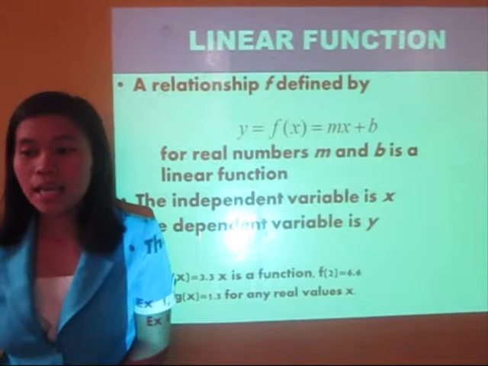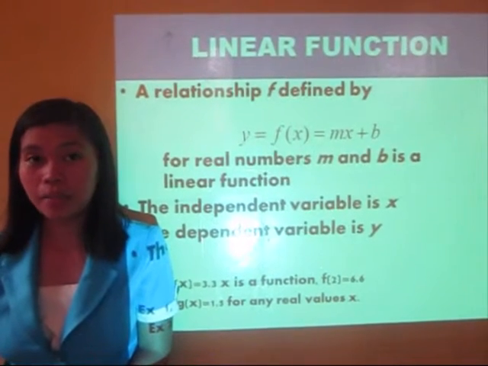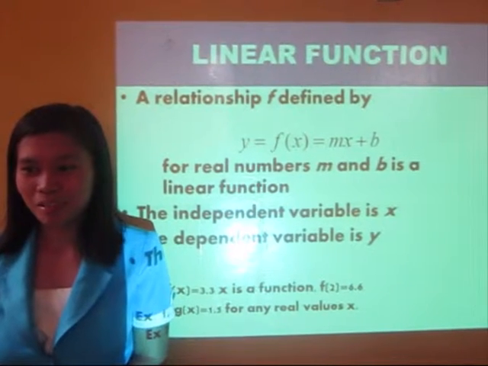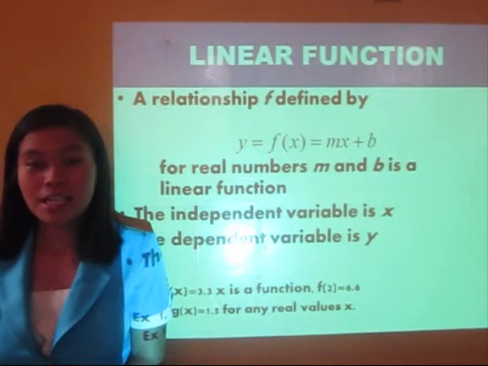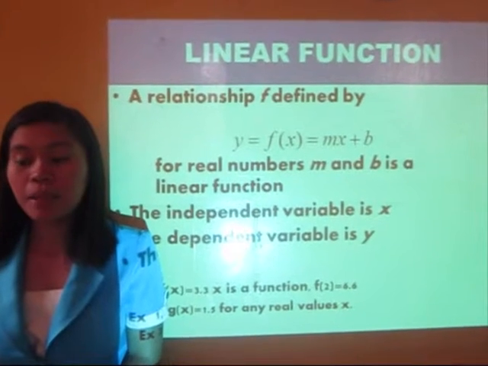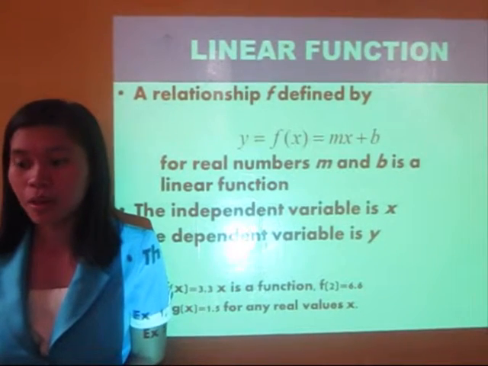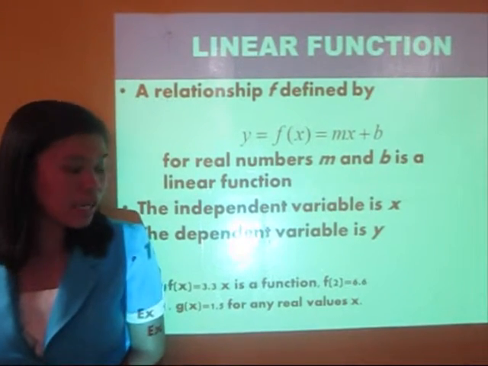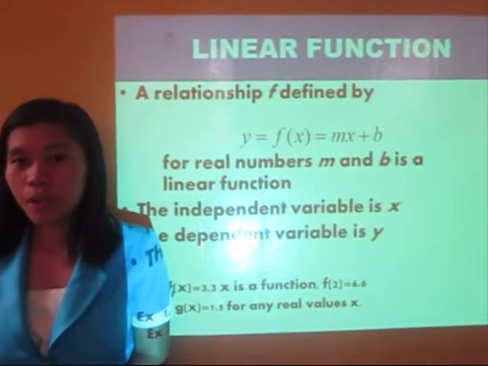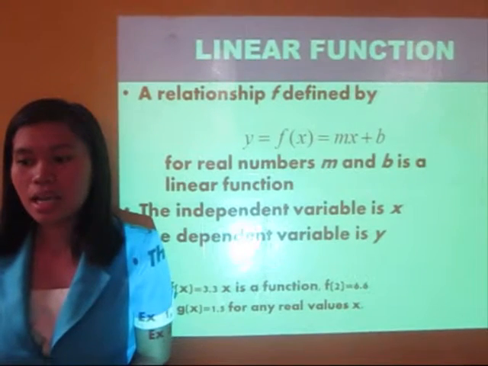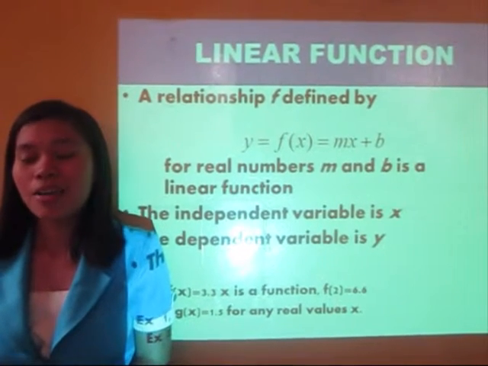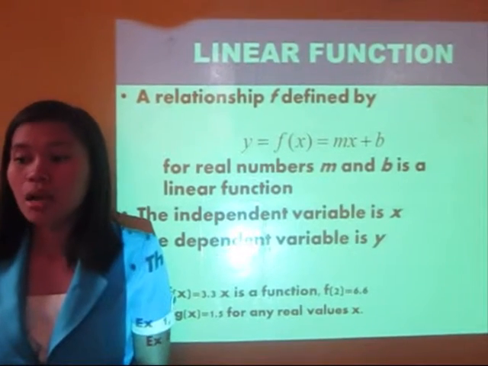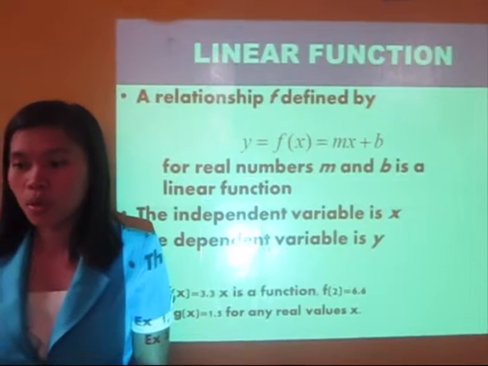Linear function. It is a relationship f defined by y is equal to mx plus b, for real numbers m and b. The independent variable is x and the dependent variable is y. For example, f of x is equal to 3.3x is a function. If x is equal to 2, we will substitute 2 to the value of x, where f of 2 is equal to 6.6.